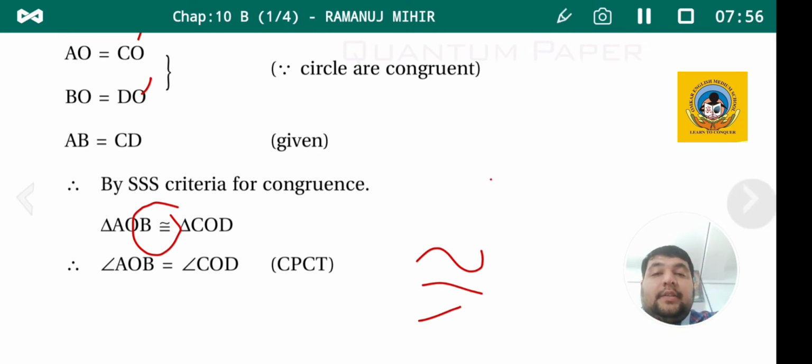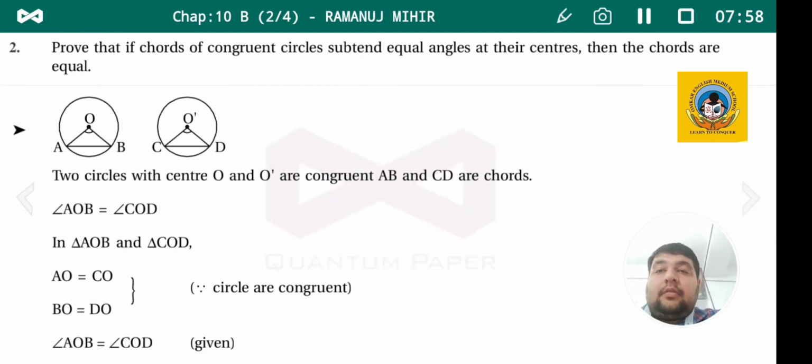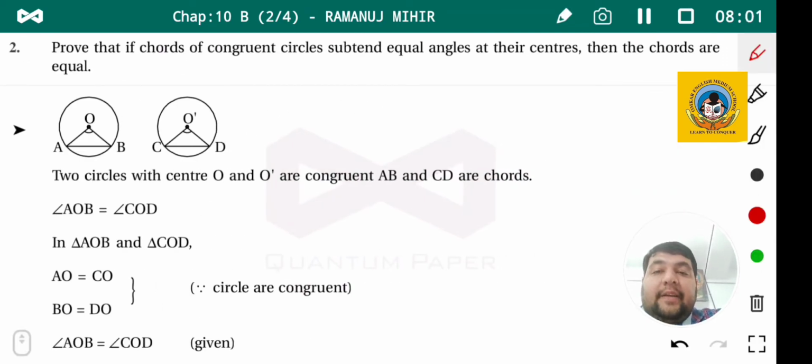Now the next question is: prove that if chords of congruent circles subtend equal angles at their centers, then the chords are equal. Now you can say this is the inverse of the first theorem, or inverse statement, not exactly a theorem.